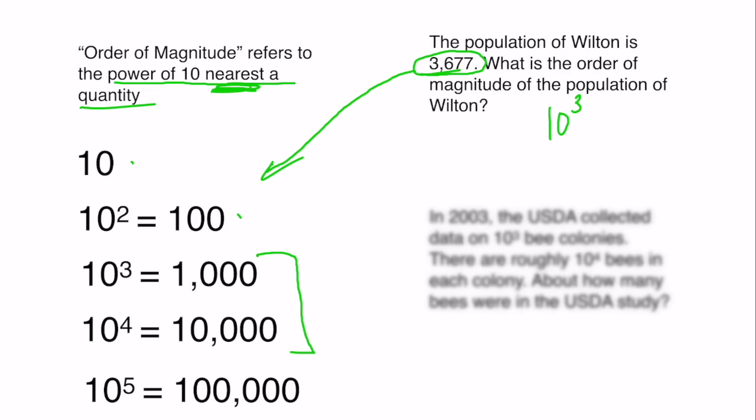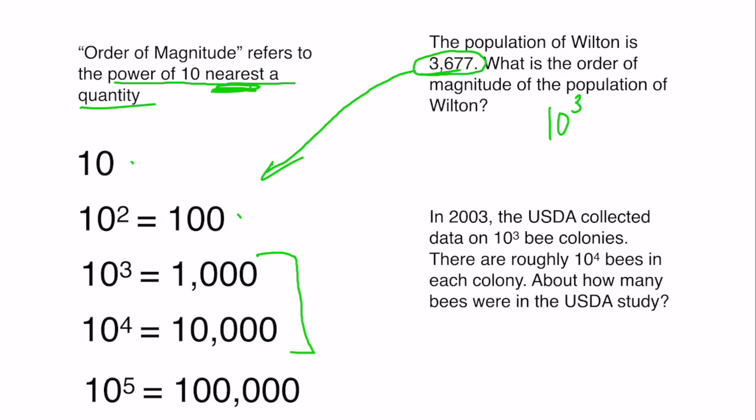And we'll do one more example on this. In 2003, the USDA, the United States, collected data on 10 to the third power bee colonies. Keep in mind, that's 10, 1, 2, 3, 1,000 bee colonies. And there are roughly 10 to the fourth power bees in each colony, which would be 10, 1, 2, 3, 4, or 10,000 bees in each colony. So about how many bees were in the USDA study?